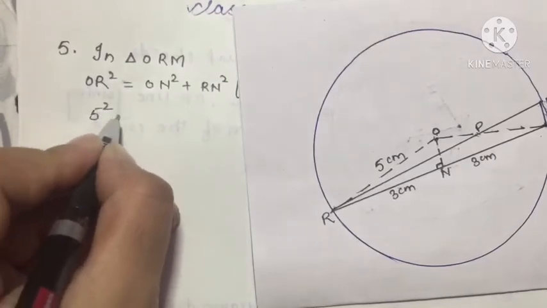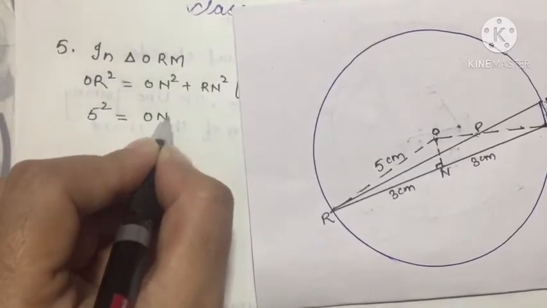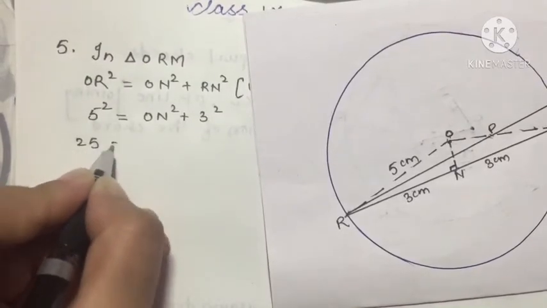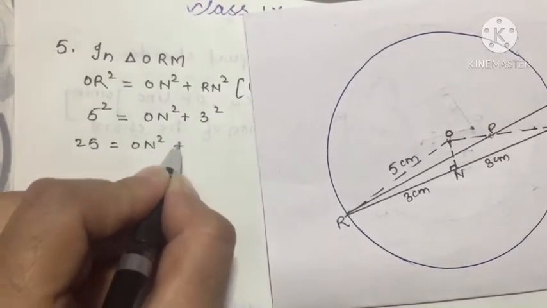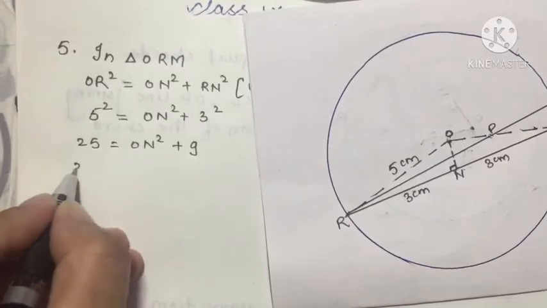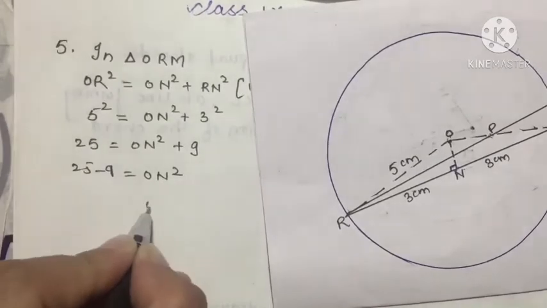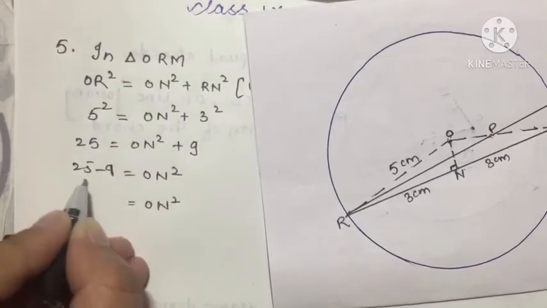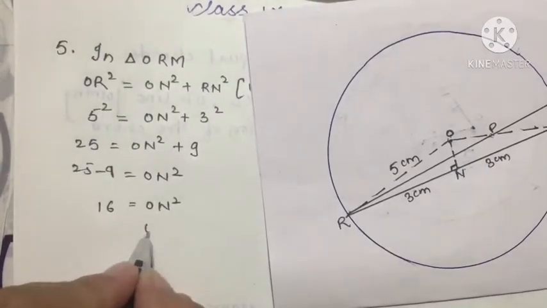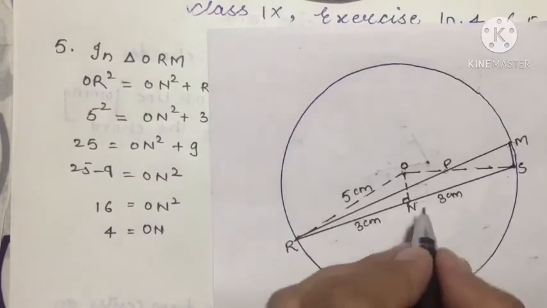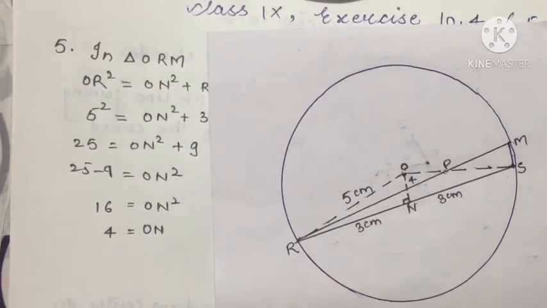What is the value of OR? 5 square. What is the value of ON? We have to find it out. What is the value of RN? 3 square. That means 25 equals ON square plus 9. We can take 9 to that side: 25 minus 9 is equal to ON square. 25 minus 9 will give you 16. And what will be the value of ON? The value of ON will be 4. This is what I have found out: the value of ON is equal to 4.